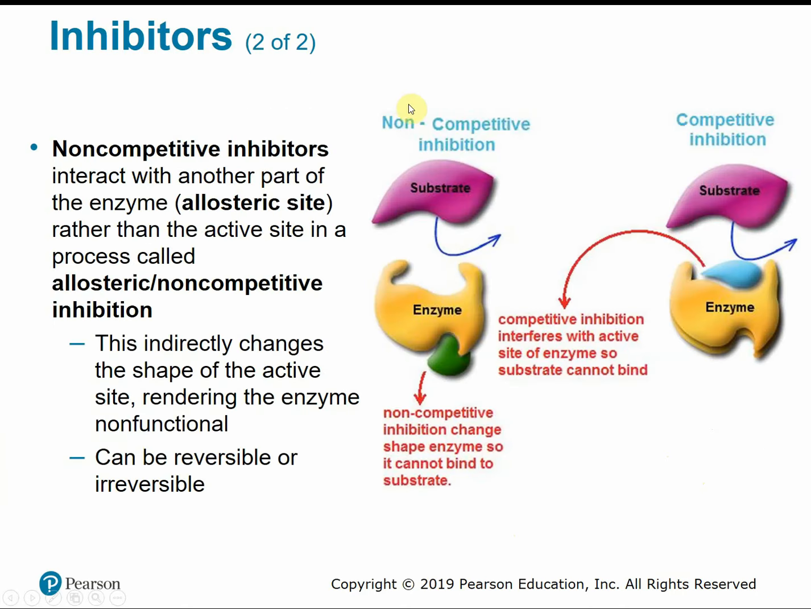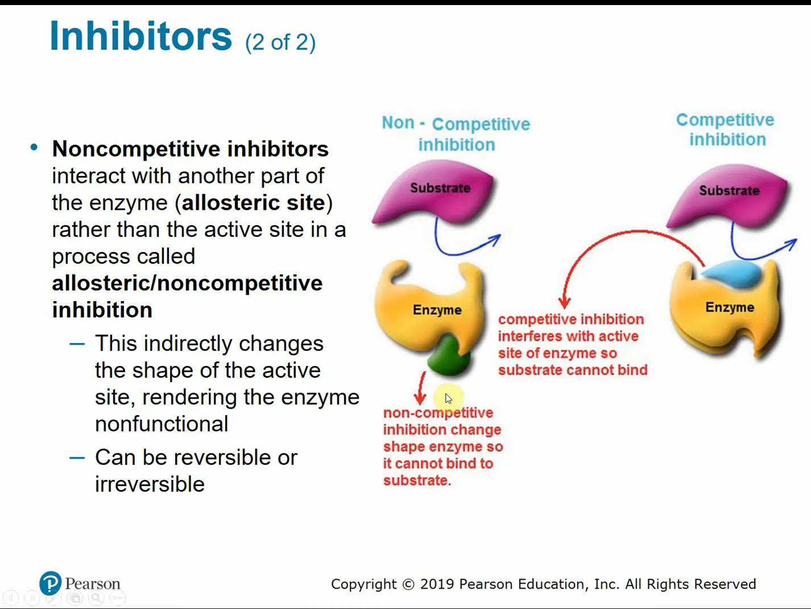Non-competitive inhibitors also inhibit an enzyme from functioning, but instead of binding to the active site, they interact with another part of the enzyme called the allosteric site. It's kind of a backdoor binding site on the enzyme. So this is called allosteric or non-competitive inhibition. Right? This inhibitor is not competing with our normal substrate. Non-competitive inhibitors work by indirectly changing the shape of the enzyme. So again, back to structure reflects function. If we change the shape of the enzyme, it's virtually non-functional now.